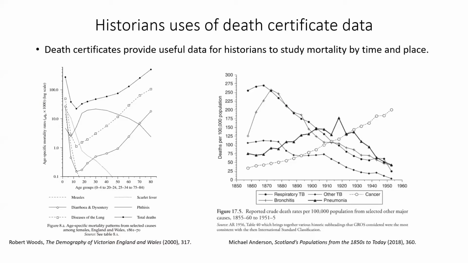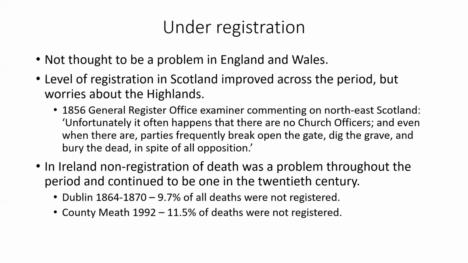But the data that these seemingly very stark and revealing graphs are based on has to be used very carefully, because there are a number of issues that affect the quality of data, and they tend to take three forms. First is under-registration. The second is the issue of certification, and the third is how causes of death are defined and classified. So under-registration, then, it's not really thought to be a problem in England and Wales, although there hasn't been a great deal of study of whether that's actually true.